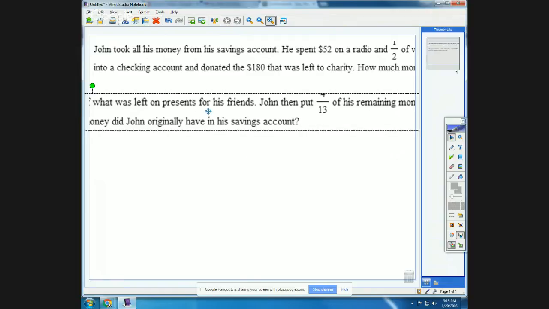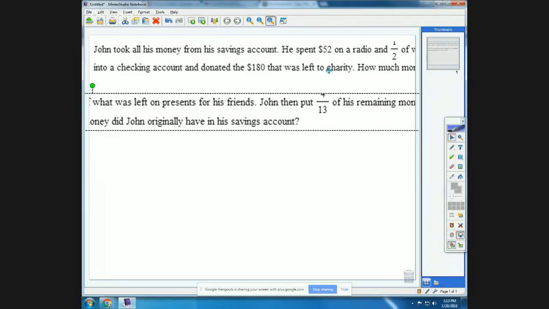Okay, that's close enough. All right, so John took all his money from his savings account. He spent $52 on the radio, half of what was left on presents for his friends. John then put the remaining, I think that's supposed to be 4/13 of his remaining money, into a checking account and donated $180 of what was left to charity. How much money did he have in his account?